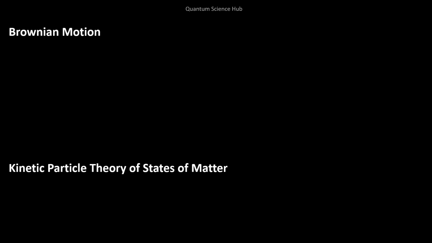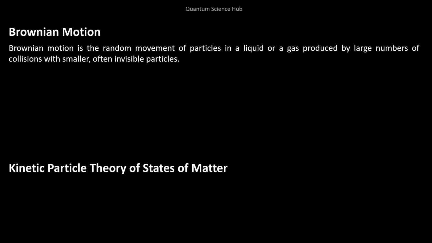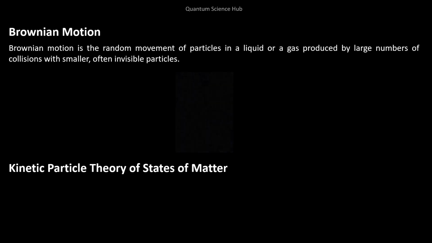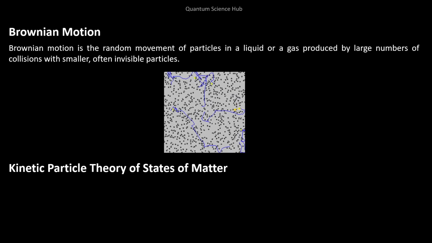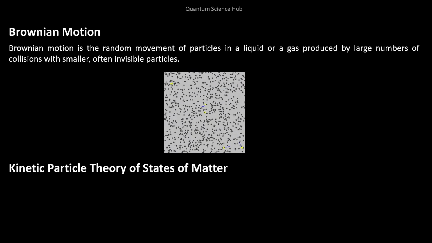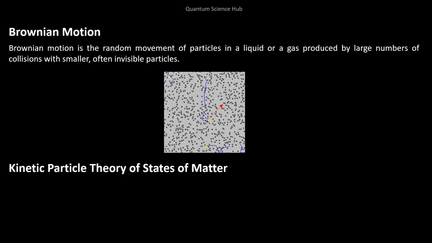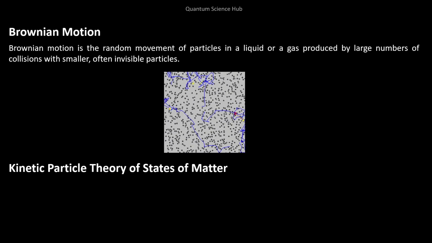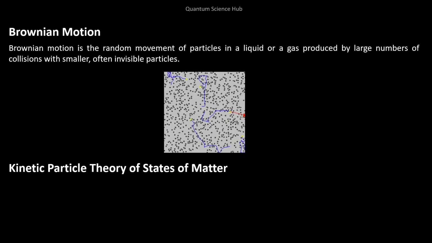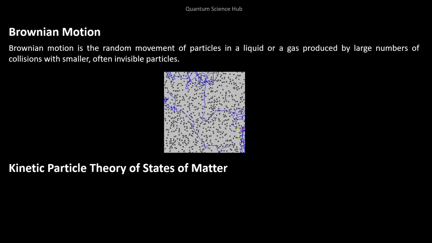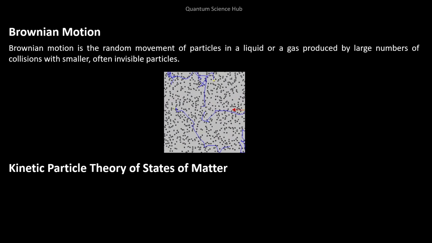Now let's talk about Brownian motion and kinetic particle theory. Brownian motion is the random movement of particles in a liquid or a gas produced by a large number of collisions with smaller, often invisible particles. Imagine you drop a tiny bit of dust into a glass of water. Even though the water looks still, the dust keeps moving around in a random, zigzag way. That's because the invisible water particles are constantly bumping into it, pushing it here and there. That random jiggling around is called Brownian motion.